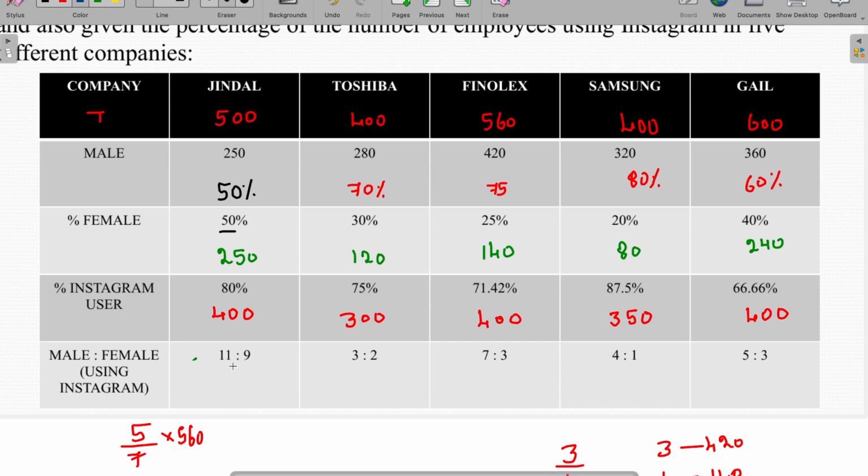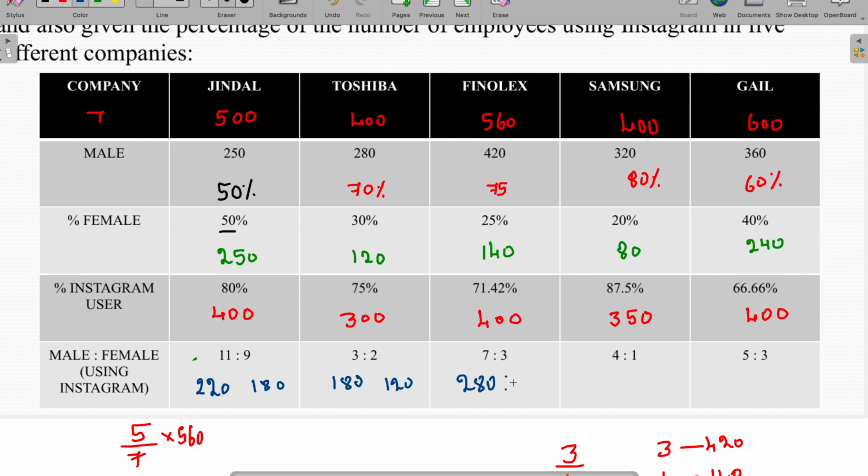Then I can distribute in the ratio 11 is to 9. 20 parts is equal to 400, 1 part is equal to 20. 20 into 11 is 220, 20 into 9 is 180. 5 parts is equal to 300, 1 part is equal to 60, so I get 180 and 120. 10 parts is equal to 400, 1 part is equal to 40.